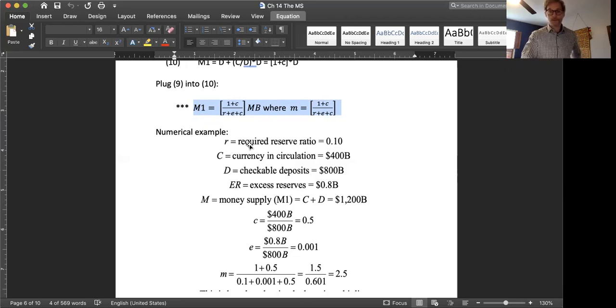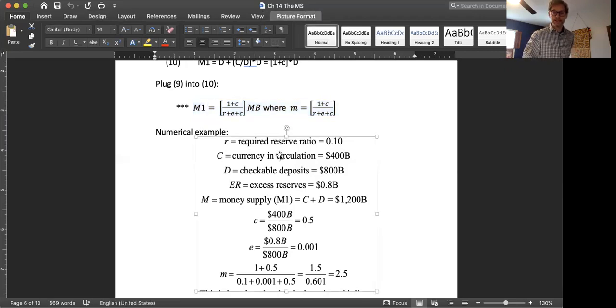Before this crisis, I don't know what this is today. This has almost certainly changed, but back in January, the currency in circulation in the U.S. was about $400 billion. Deposits were about $800 billion, and excess reserves were about $0.8 billion. The money supply then is M1, C plus D, currency plus deposits. So these two numbers together make 1,200 billion.